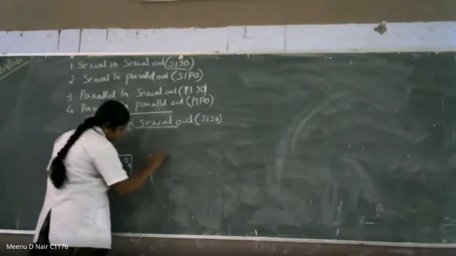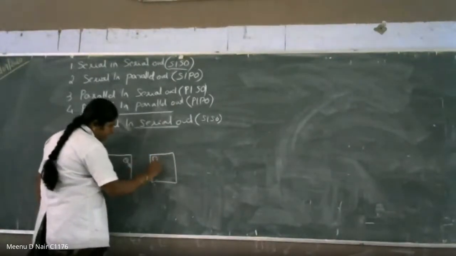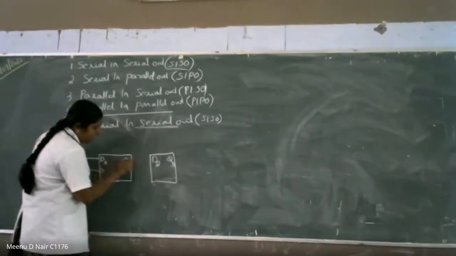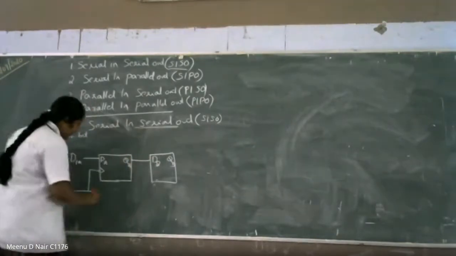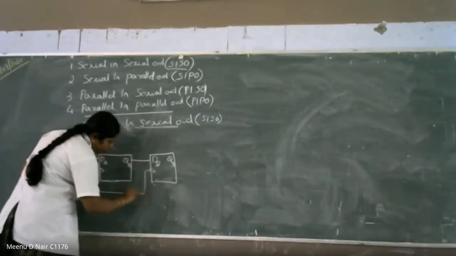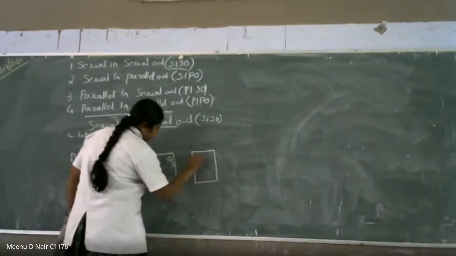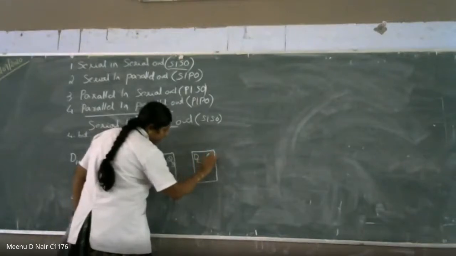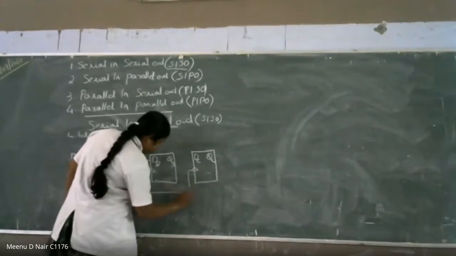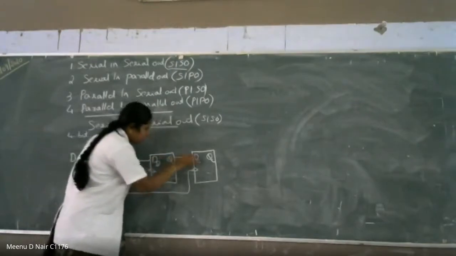Next, here it is DB and QB. The output of QA is connected to DB, and the same clock pulse you connect to the B flip-flop also. Then next is DC as the input and QC as the output, and this one also has the same clock. And the output of QB is connected to DC.